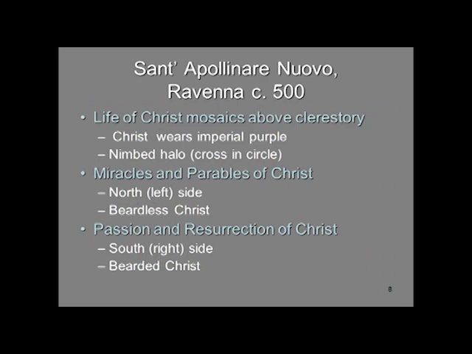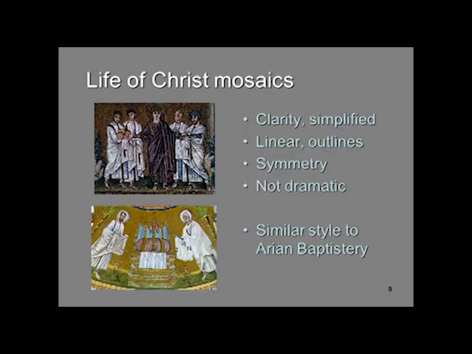Now, a couple of things you're going to notice is some variations on the way that Christ is shown. In the Life of Christ mosaics above the clerestory, Christ wears imperial purple. And he also will be having a nimbed halo. A nimbed halo means that it looks like there's a cross in the halo. Then you have a contrast on the side of the life of Christ, his miracles, his parables. You have the beardless Christ. But with the scenes of the Passion and the Resurrection on the south side, Christ is bearded. So you can watch for these things.